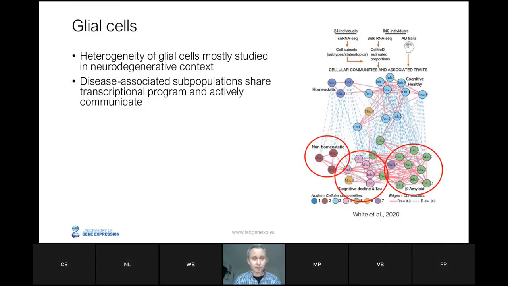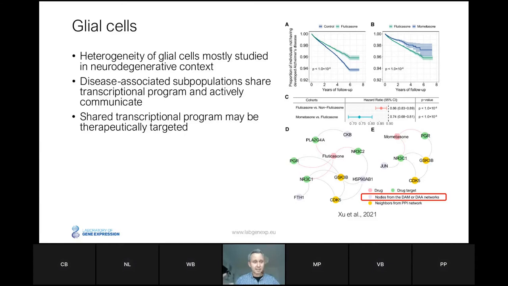What is also important to mention is that the disease-associated subpopulations of different cell types may share transcriptional programs and could actively communicate. This was very nicely described in the context of Alzheimer's disease, where different subpopulations of different glial cells were described, which communicate and could be correlated with different pathological traits, for example, with cognitive decline, with beta amyloid accumulation, etc. And because these disease-associated subpopulations share some transcriptional programs, this may also be therapeutically targeted.